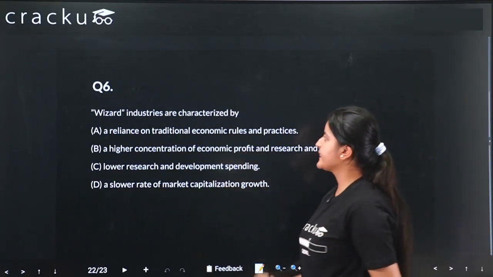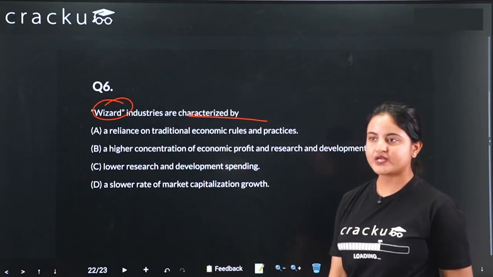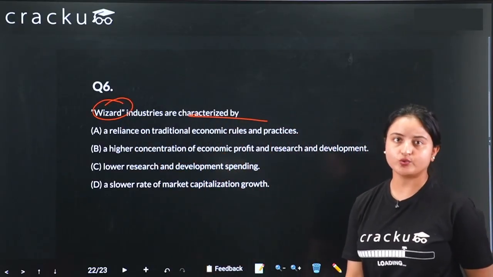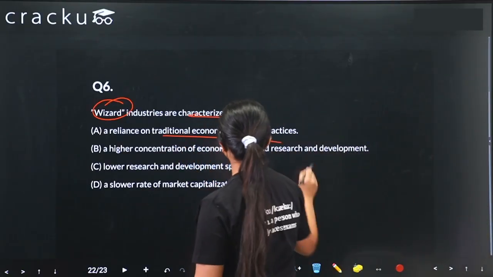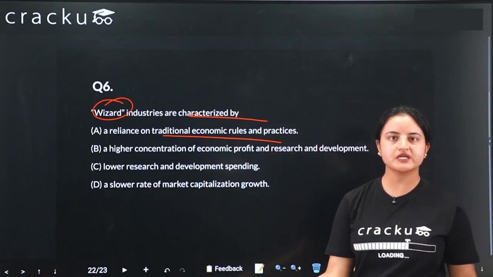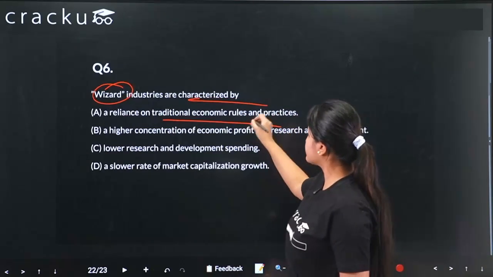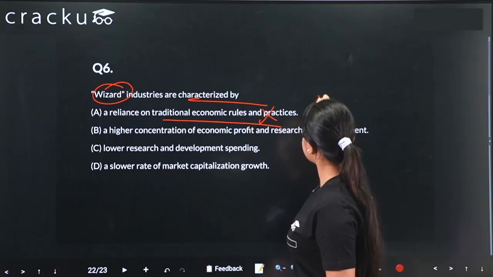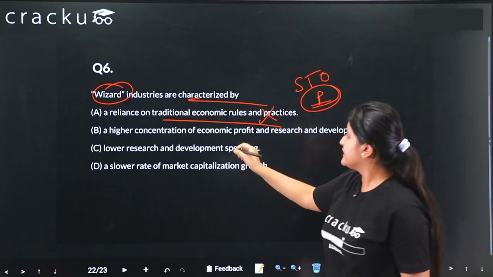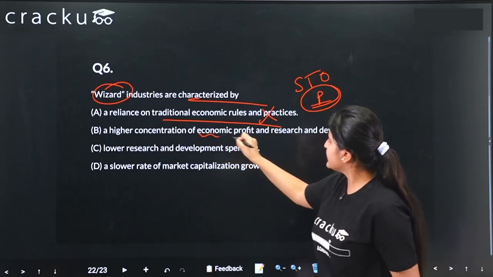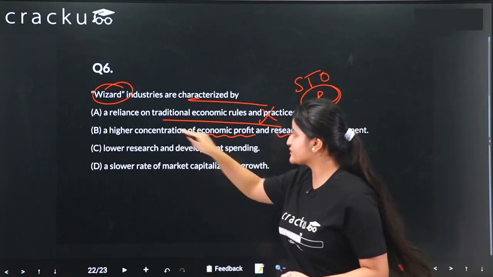Last question. Wizard industries are characterized by what? So we read they were characterized by growth and dynamism, stuff like that. So let's see. A reliance on traditional economic rules? Absolutely opposite. They had newer economic rules, different results. So that was the first difference that we pointed out while we were making notes. So the stop technique can be used here, right? A higher concentration of economic profit and research and development? Yes, sir, it was there.